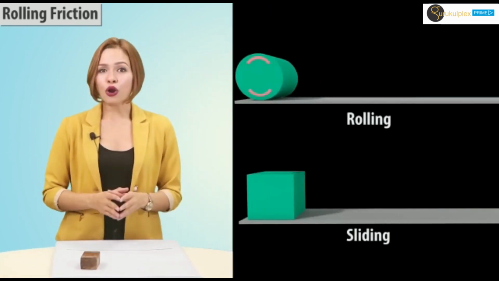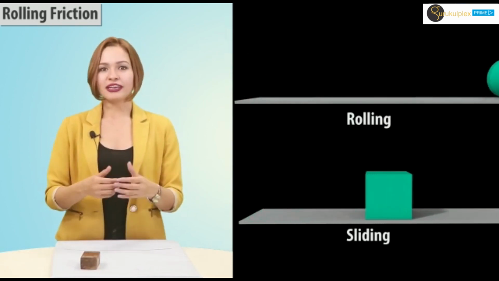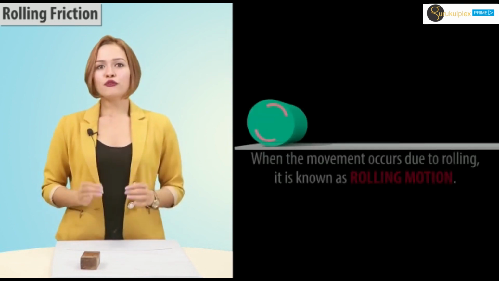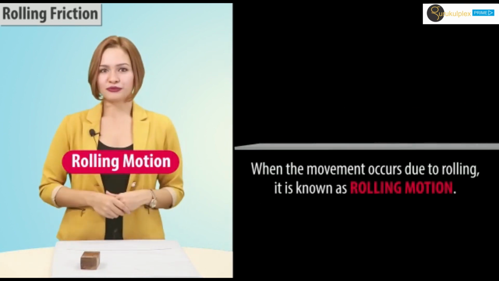Do you know why it is so? Yes, because it is always easier to roll than to slide a body over another. When the movement occurs due to rolling, it is known as rolling motion.